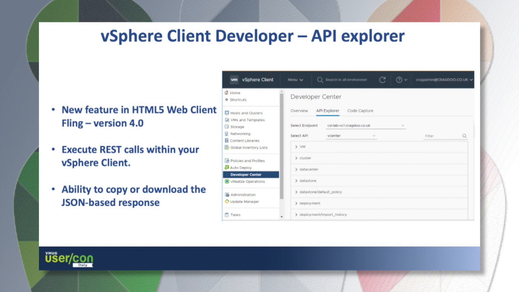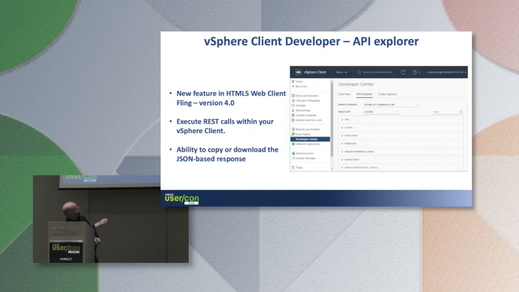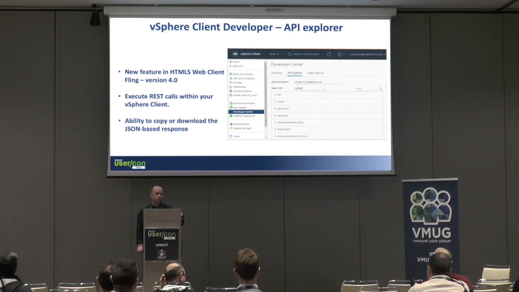Along with that, there's another new one as well. See this one here? This is the API Explorer. This is the new version. This one here, a little bonus, is code capture. This lets you record actions within your vSphere client and then see the resultant PowerShell commands, and it allows you to download that. So that's a pretty cool little tool as well. But the API Explorer is a new one, just released last month.